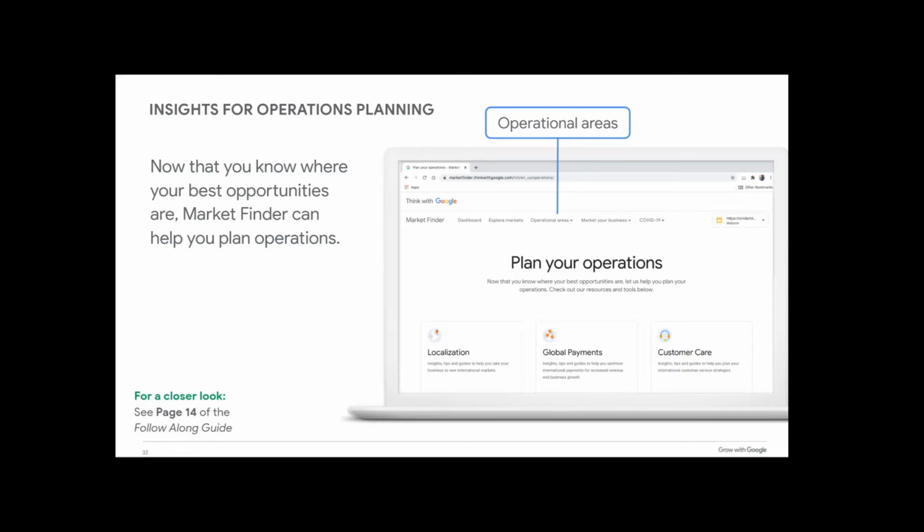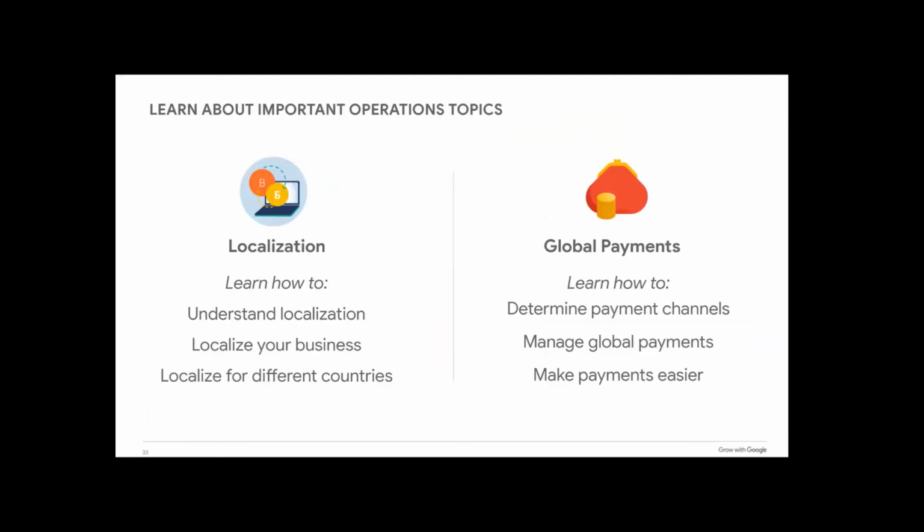Click on operational areas highlighted on the slide to access these insights. And the next few slides will take a closer look at some of the topics. So let's talk about localization. This is one of the things you want to keep in mind as you export to make sure your product fits the language, the culture, and customs of your target countries.